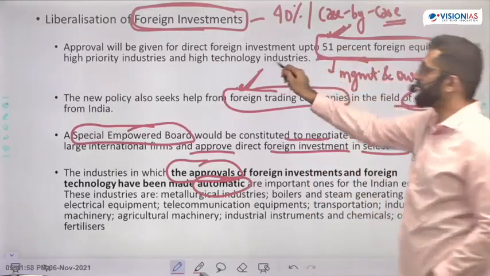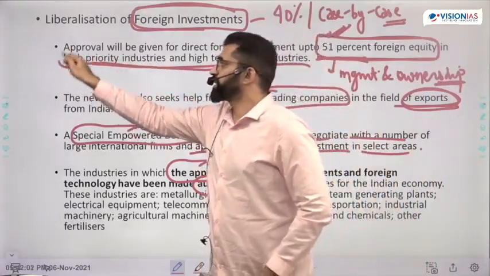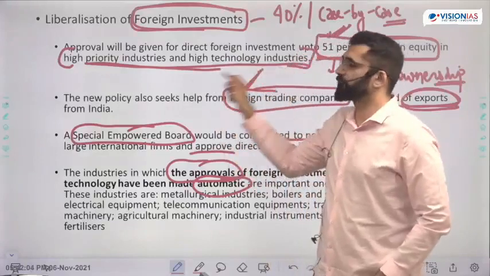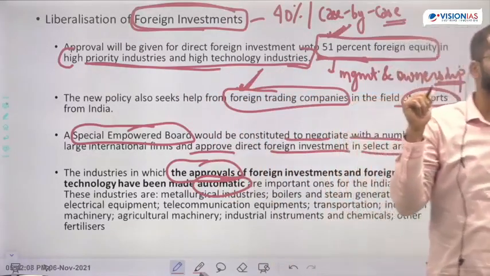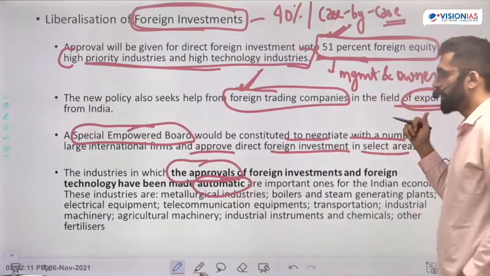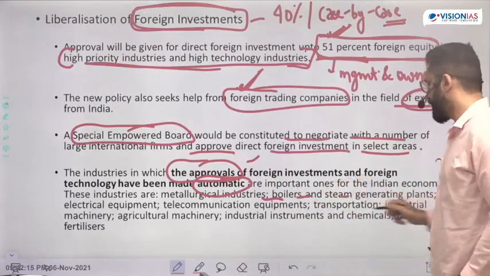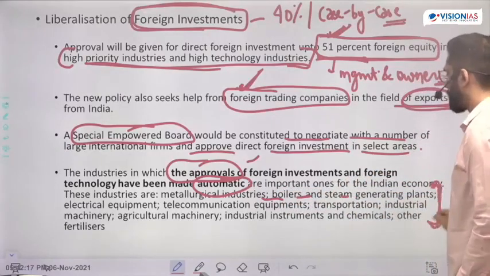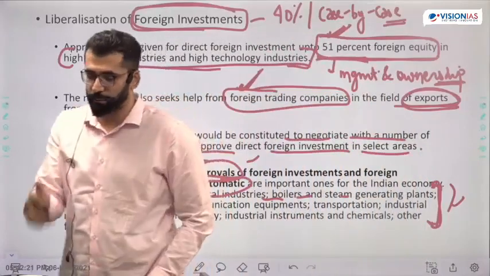In high priority and high technology industries, ये दोनों इंडस्ट्री मेंशन की थी पॉलिसी ने, लिस्ट निकाली थी उन इंडस्ट्रीज की under which this 51% will be allowed. Approval automatic in industries such as metallurgical, boiler, steam, a range of industries where automatic approval is there. You don't have to go through the ministry. Automatic approval.